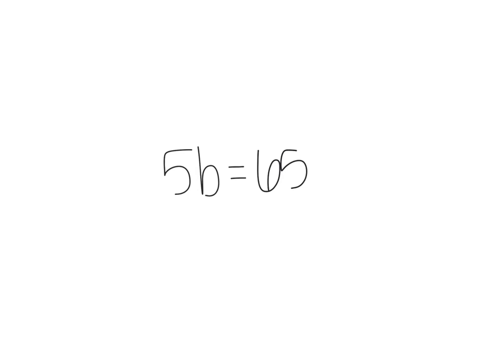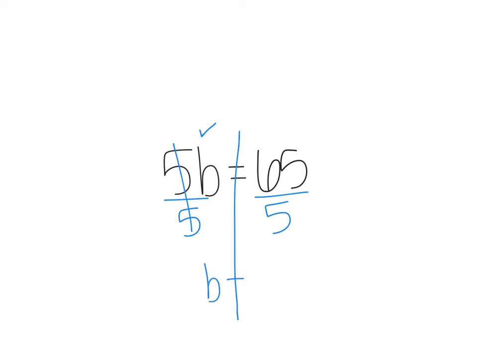So now we have 5b equals 65. Remember that 5b would mean 5 times b equals 65. We want to get b by itself. So in order to do that, we have to undo the 5 times b. We could do that by dividing both sides by 5. 5 divided by 5 would be just 1. They would cancel and leave us with just that 1b on the left.